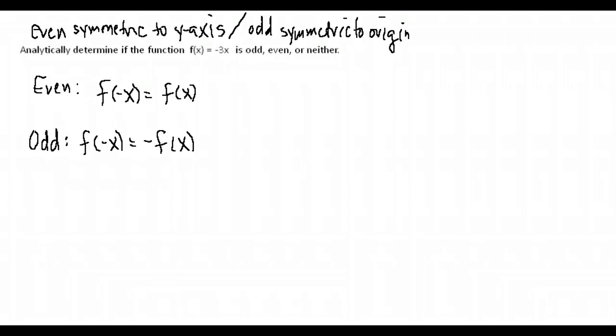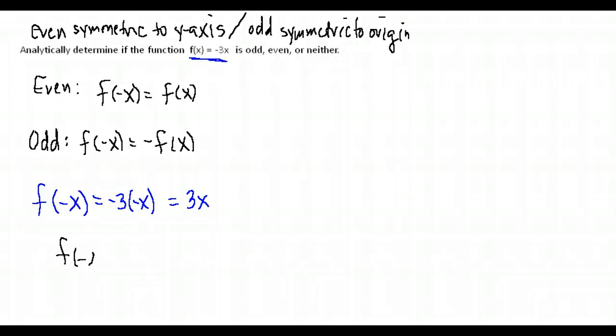So let's try this example. If f of x is equal to negative 3x, again, our test is to replace all of the x's with a negative x. So instead of negative 3x, we'll have negative 3 times negative x. Now we want to simplify that and see what we end up with. Well, negative 3 times negative x would be a positive 3x. Okay? So we found that f of negative x, when we put a negative in for our x, we got 3x back. So then our question is, does it look exactly the same as our original function?